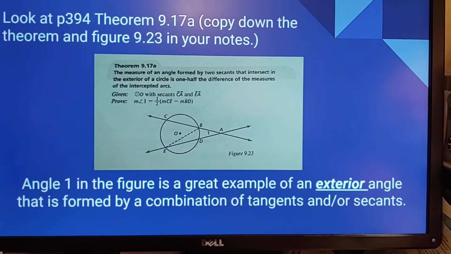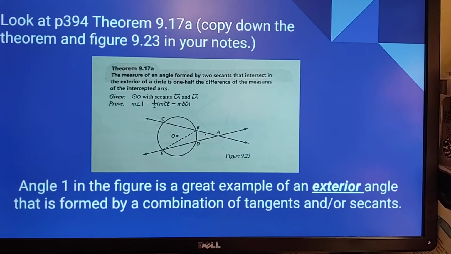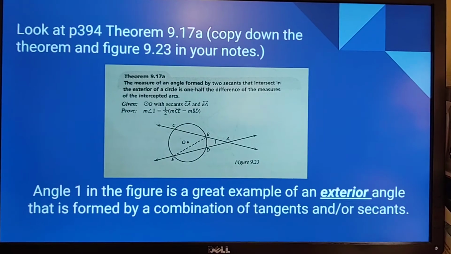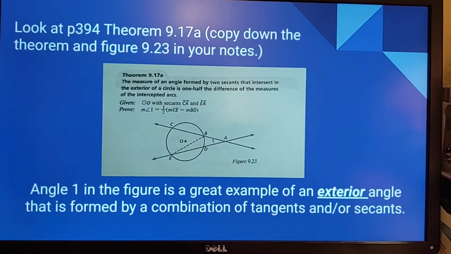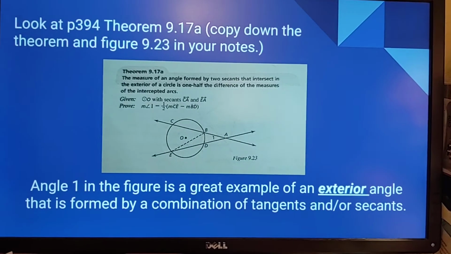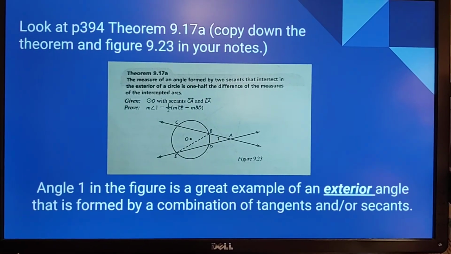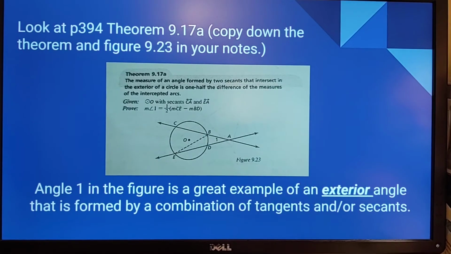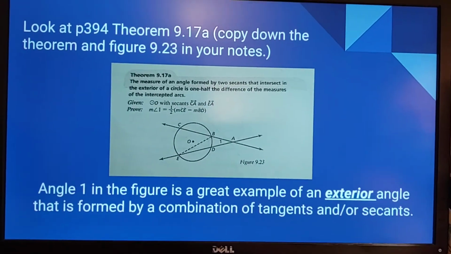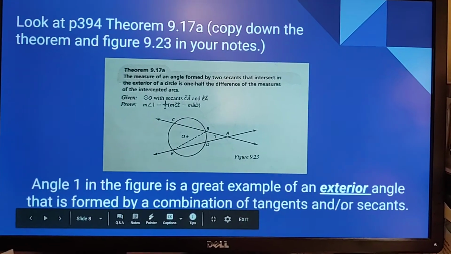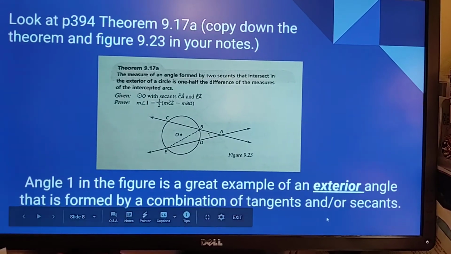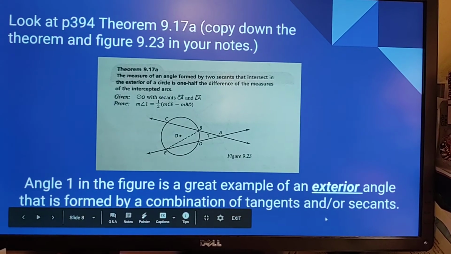Let's take a look at it. The measure of an angle formed by two secants that intersect in the exterior of a circle is 1/2 the difference of the measures of the intercepted arcs. Very interesting. So our last rule, we had to add 2 arcs and divide by 2. In this rule, we subtract 2 arcs and divide by 2. Angle 1 here, that's our example. It's actually a great example of an exterior angle that is formed by a combination of tangents and or secants.